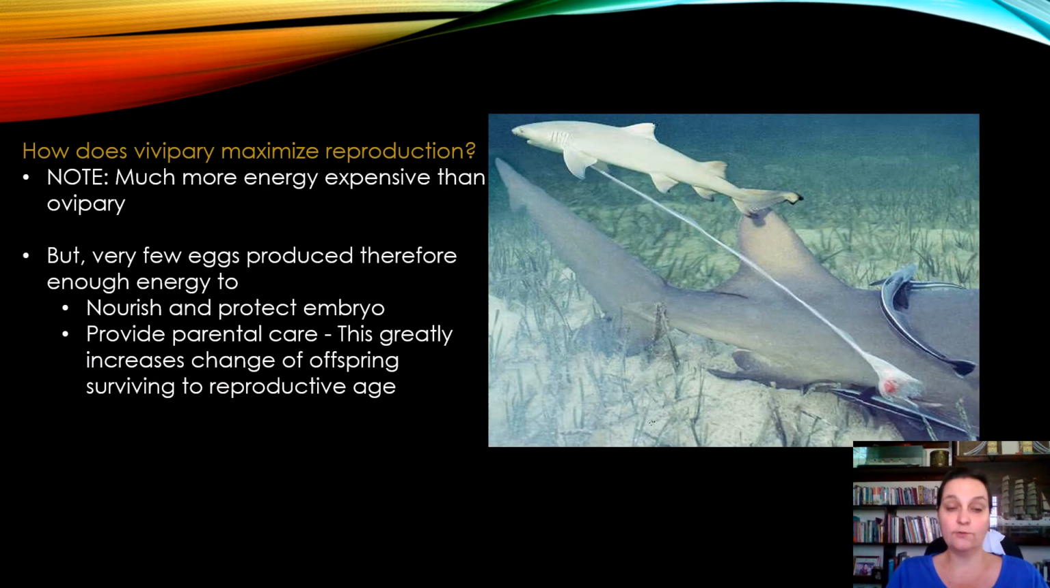Okay, so let's look at the all-important question: how does vivipary maximize reproductive success? I think it's important to note that this process is much more energy expensive than ovipary. As you can imagine, the offspring is inside the mother and she's providing all the nutrients and the protection and so on. But because there's only a few eggs produced or few offspring, there is definitely enough care to do all this nourishing and protecting. And most of these viviparous animals have got high amounts of parental care. And as we've mentioned before, and will mention again, this will greatly increase the chance of the offspring surviving to reproductive age.